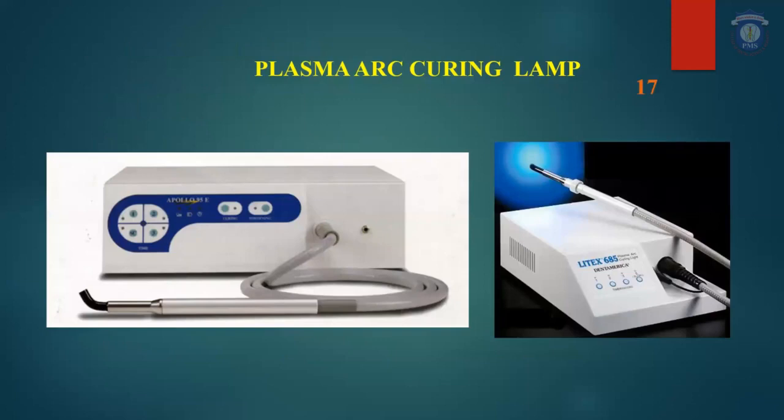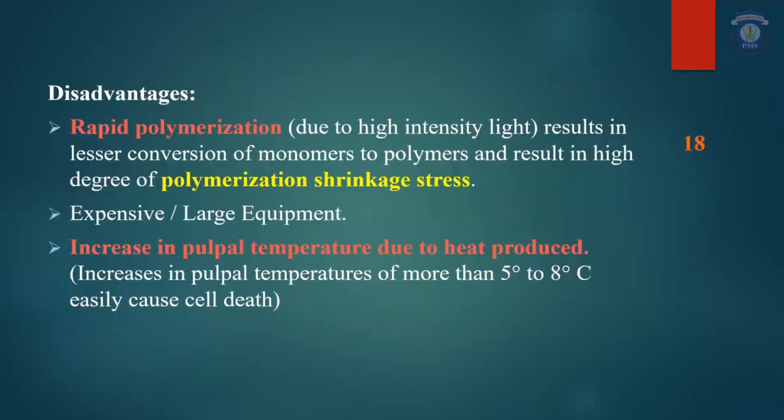This is a picture showing a plasma arc curing lamp. Now, even though I mentioned rapid curing as an advantage, because of its high intensity and rapid curing, we end up having a rapid polymerization. That is, the monomers are converted to polymers at a rapid pace. Therefore, as a drawback or side effect of this rapid polymerization, we will be experiencing what you call polymerization shrinkage stress, which is not a desirable property to have.